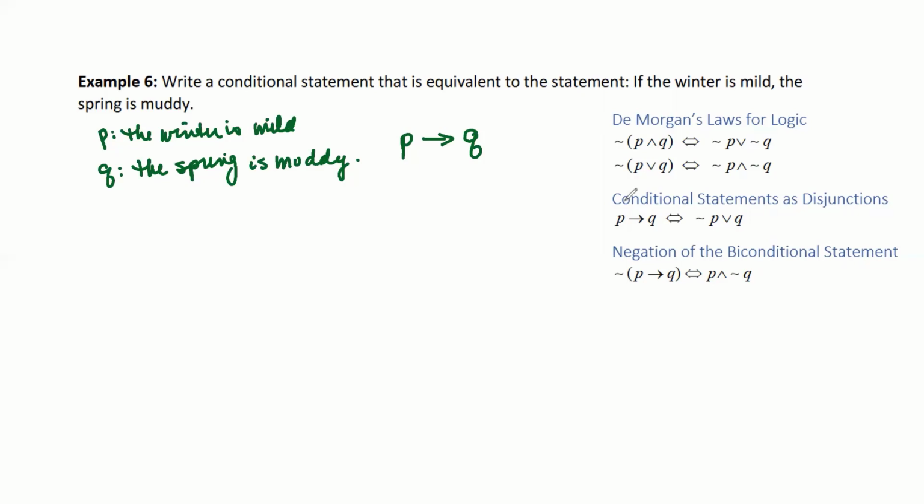So they're asking us to write a conditional statement equivalent to that. And I think we really actually look for a disjunction that's equivalent to that because we already have a conditional statement. So I'm going to go with this disjunction, negation P or Q. So we know that's equivalent to negation P or Q. So negation P or Q we can write is, the winter is not mild, or the spring is muddy.